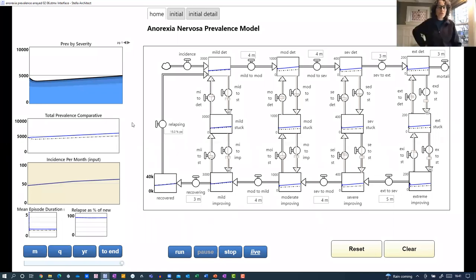Do you have to move through stuck to move from deteriorating to improving? Yes and no. So yes, you would, but it may be that your period in the stuck stock might actually be very short. So it is possible that people would go from deteriorating through stuck very quickly to improving. Other people might be stuck for quite a long time. So it's not a conveyor belt. There is mixing in that stock conceptually.